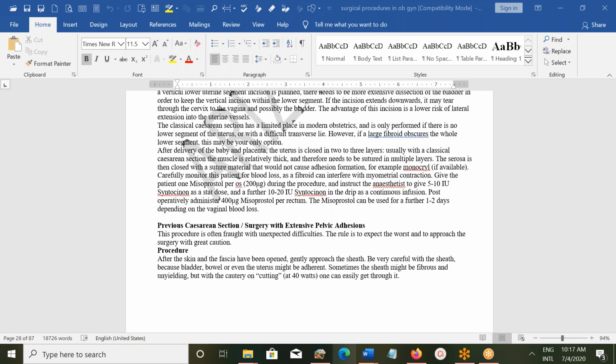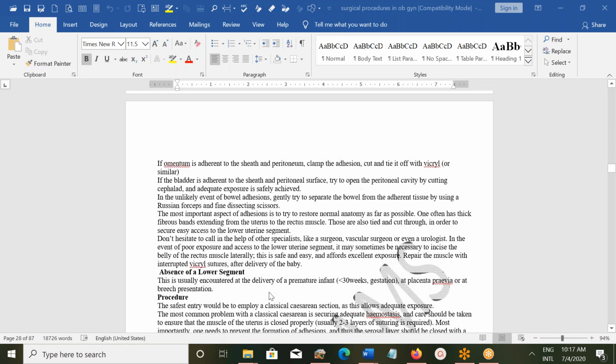After the skin and the abdominal fascia have been opened, gently approach the rectus sheath. Be very careful with the sheath because the bladder, bowel, or even the uterus might be adherent. Sometimes the sheath might be fibrous and will not let you go in. But with caution, you can use the diathermy on cutting, and you will get through it. So hold the peritoneal rectus sheath with two small clips, and then incise with diathermy.